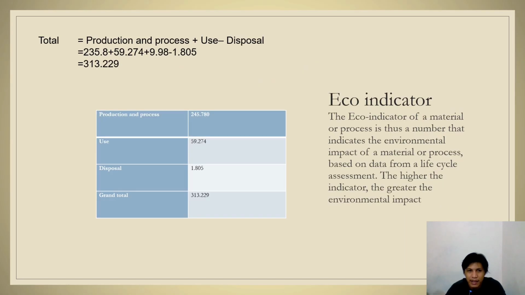For eco-indicator, the values that we need to find are the production of the product, the process of the product, the amount of material used, and the disposal of the material for each part. After we calculate, the total eco-indicator for this product is 313.229. According to the definition of eco-indicator, if the value is high, it means it will have a negative impact on our environment.